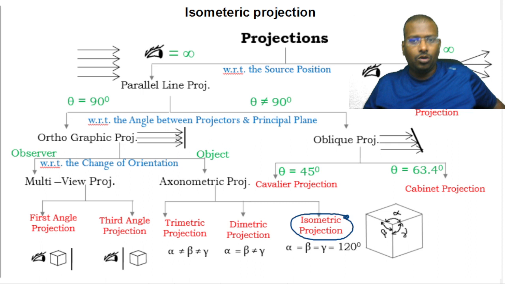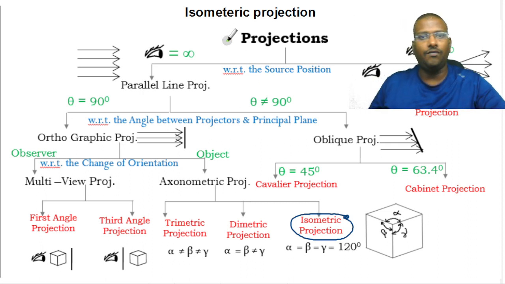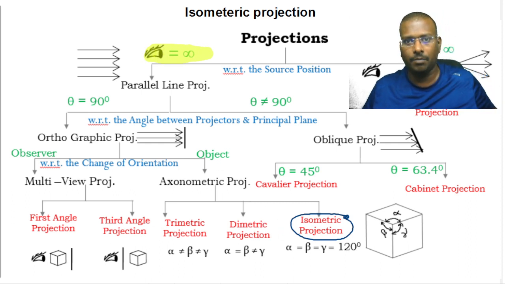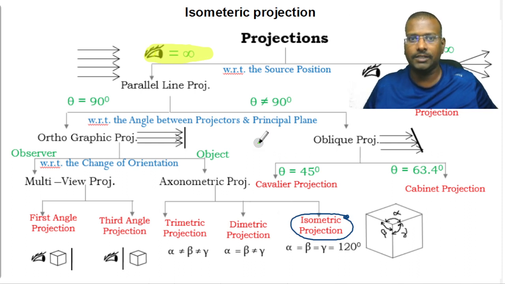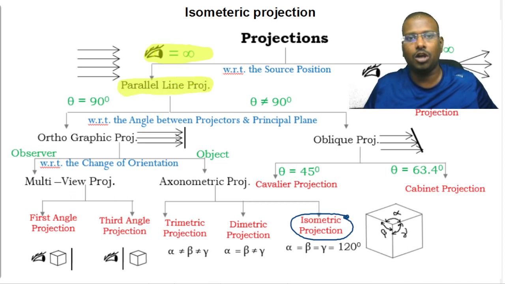In order to know the characters of isometric projection, we have to start from the beginning. What are the points we have to remember? That is, the observer is at infinite distance. The observer or source of light is at infinite distance. So in this case the rays are parallel to each other, so we have to remember this also: projectors are parallel to each other.